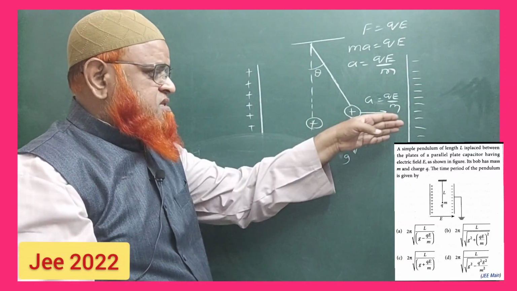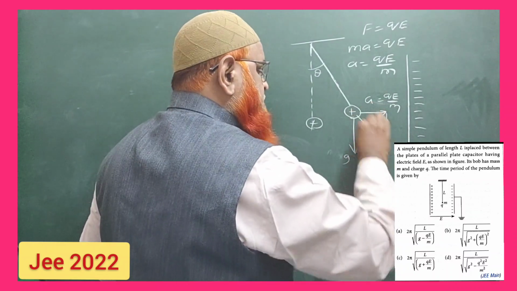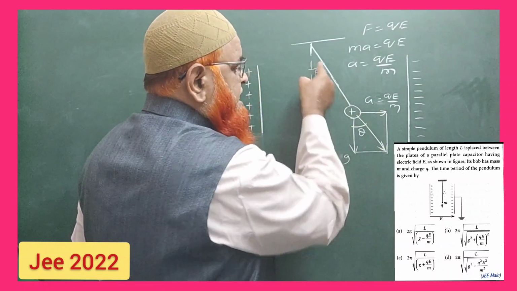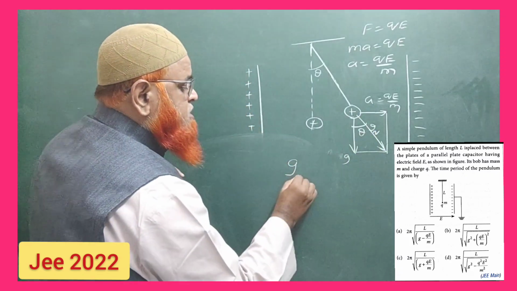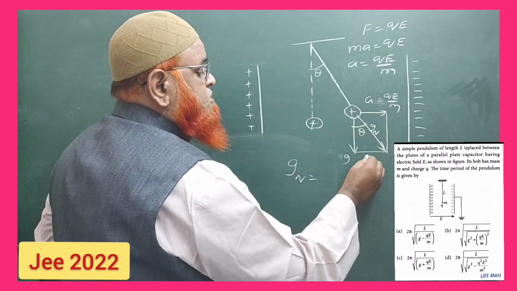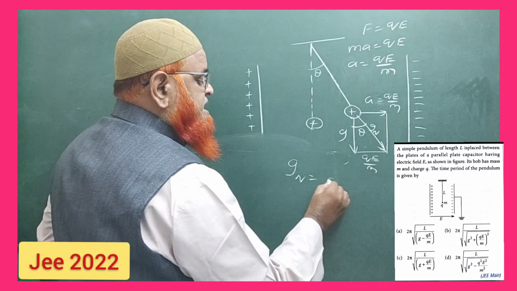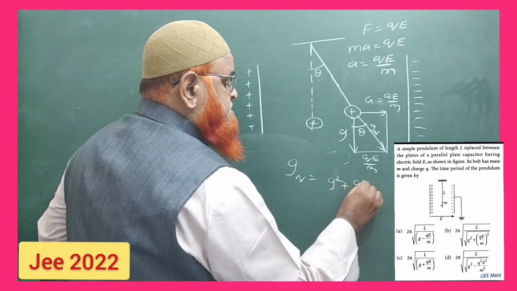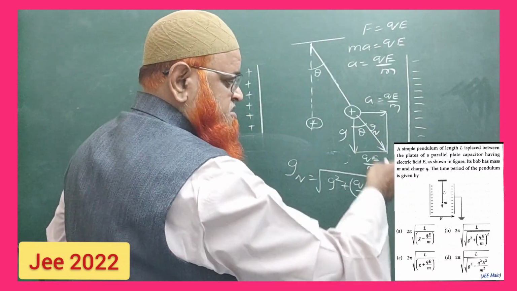So when this is acting QE by M, this is g, then what is the resultant of these two? This is going to be the resultant here, making certain angle. These two are corresponding angles, and this resultant is taken as g net. So you are going to find out g net as the square of these two, because this is a hypotenuse, as this is QE by M and this is g. We can find out g net as square root of g square plus QE by M whole square. This is a Pythagoras theorem, it's a hypotenuse.